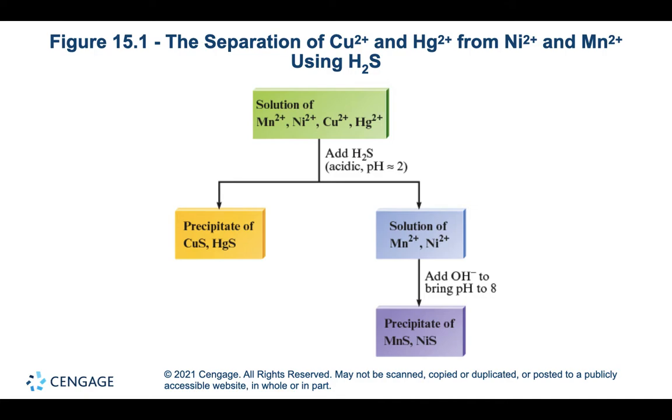But once they are out of the solution and you've poured off the liquid, you then could bring the pH up with hydroxide to around a pH of 8, and you would begin precipitating your manganese and your nickel. And so you're separating those 4 ions out of solution because of their tendencies to form precipitates with S 2 minus.